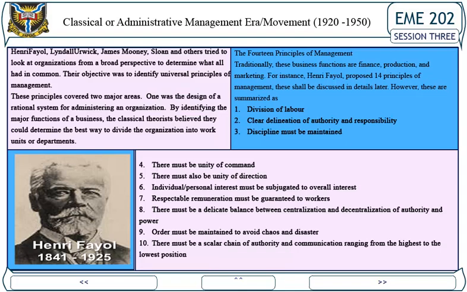These principles cover two major areas. One was the design of a rational system for administering an organization. By identifying the major functions of a business, the classical theorists believed they could determine the best way to divide the organization into work units or departments. The 14 principles of management. Traditionally, these business functions are finance, production, and marketing.